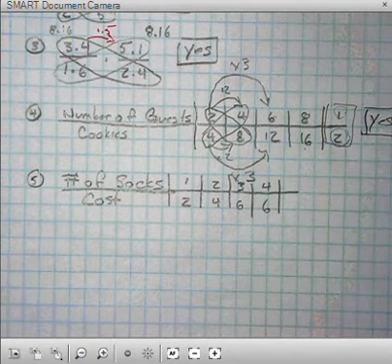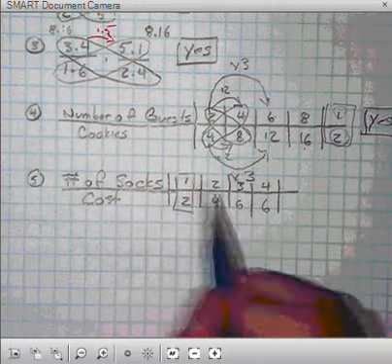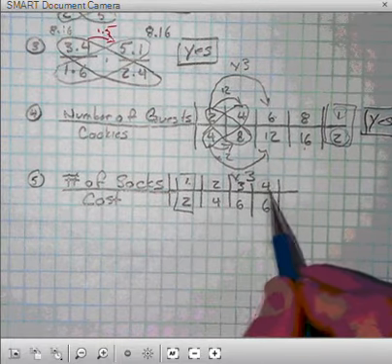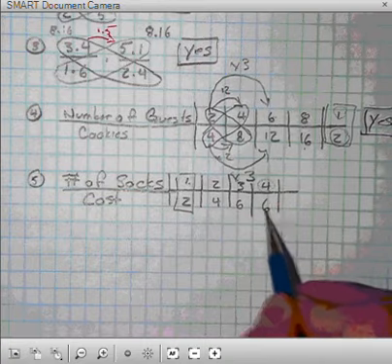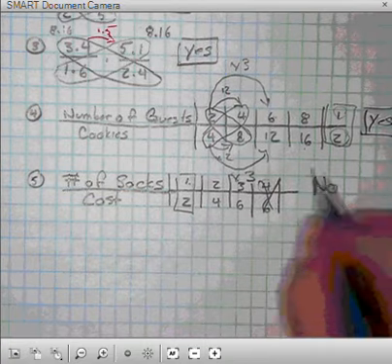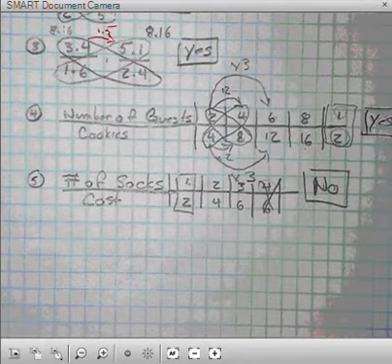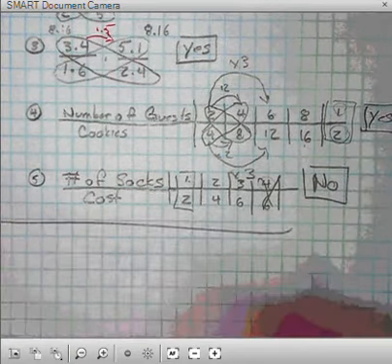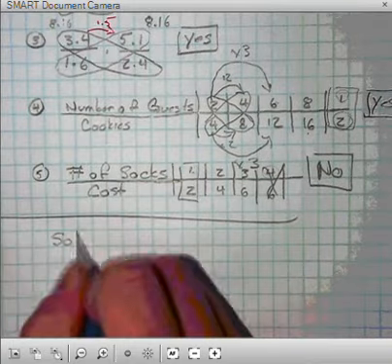Excellent, very good. Yeah, the unit rate doesn't apply to all of those proportions. So if you've got 1/2, so for every 1 pair of socks you get, they're $2. That means that if I buy 4, it should be 8, but it's not. So this is not a proportion. Excellent. The next thing we're going to need to do is solve.